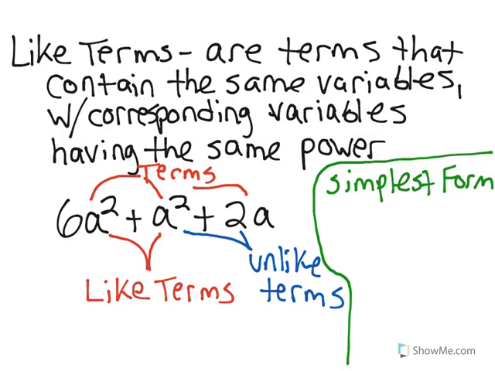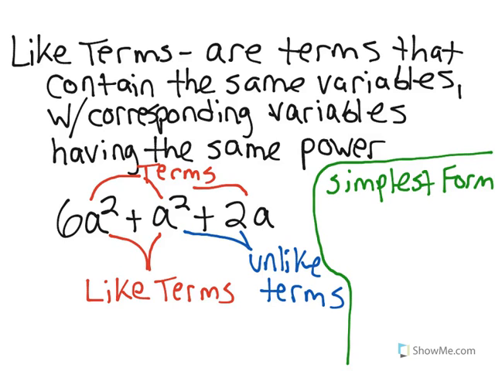And in other words, if you look at this example, 6a squared plus a squared plus 2a, 6a squared is a term. A squared is a term. 2a is a term. Now, amongst those, you'll notice we only have one set of like terms, the 6a squared and the a squared, because they both have the same variable with the same exponent. Now notice, a squared and 2a are not like terms because they do have the same variable, but they do not have the same exponent.